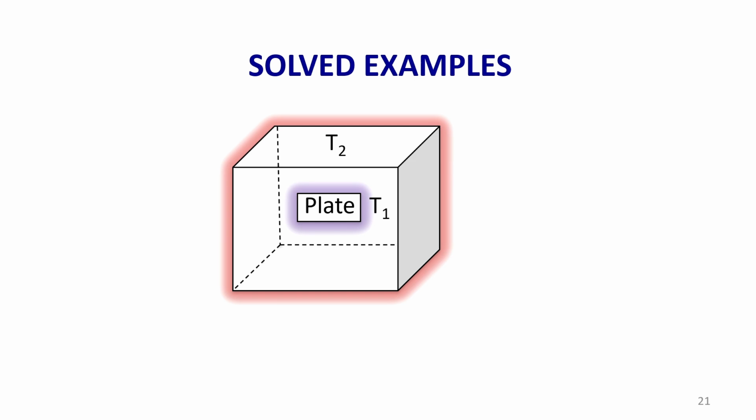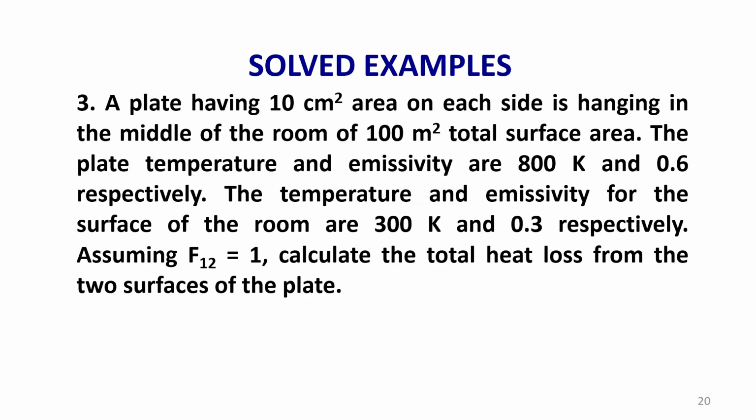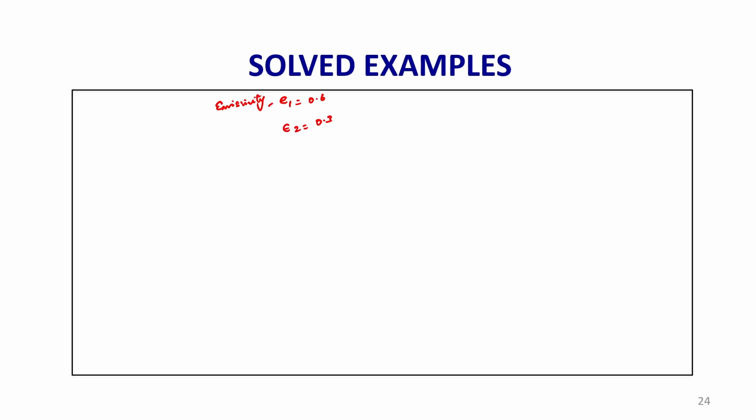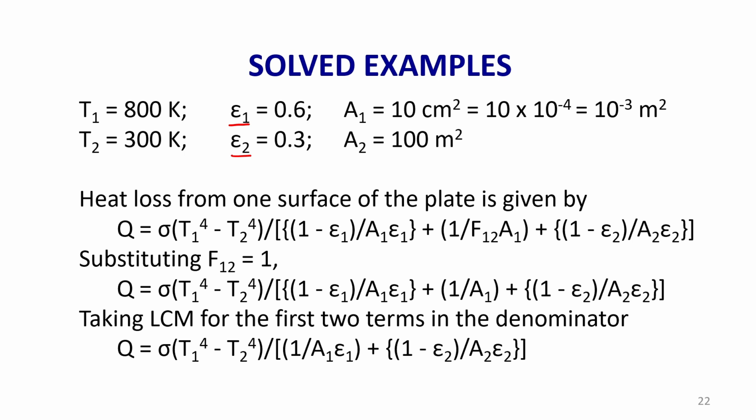Here I am taking the plate as 1 and the room as 2. So, T1 refers to the temperature of the plate, and epsilon 1 is the plate emissivity, 0.6. Similarly, T1 and T2 are given: T1 is 800 Kelvin, T2 is 300 Kelvin.